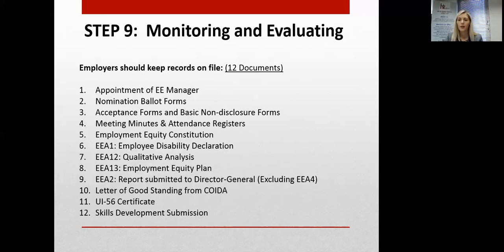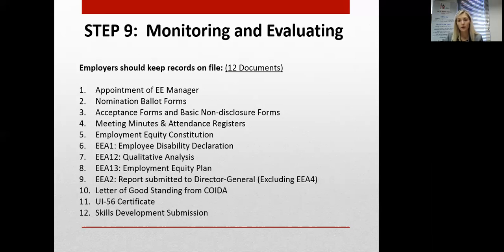Step 9, monitoring and evaluation. We've given you a brief list of what the 12 documents are that you can keep in your employment equity file. So it's the appointing of the EE manager, its contract, your nomination and ballot forms, acceptance forms, and basic non-disclosure forms, your meeting minutes, attendance registers, your employment equity constitution of how your company works with employment equity and your procedures following into it, your EA1, which is the employee disability declaration, your EA12, which is your qualitative analysis, your EA13, which is your employment equity plan, your EA2 report, which is submitted to the Director General.